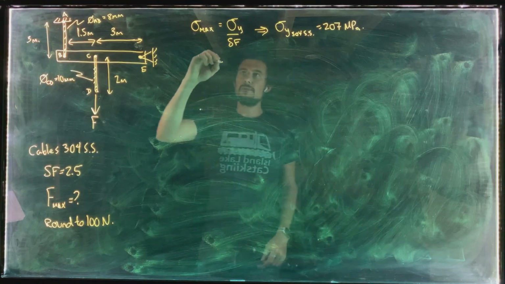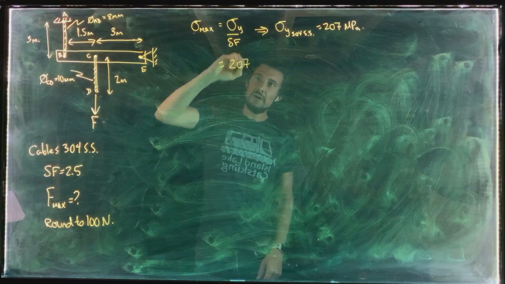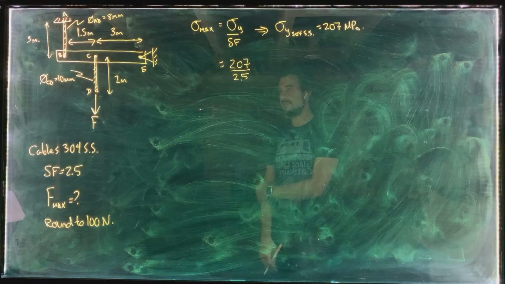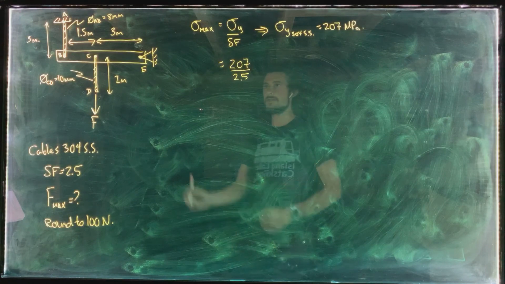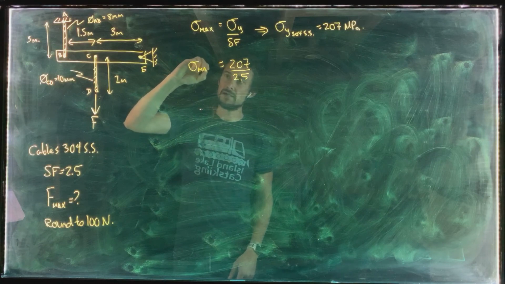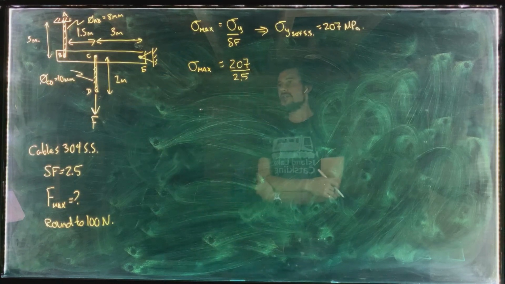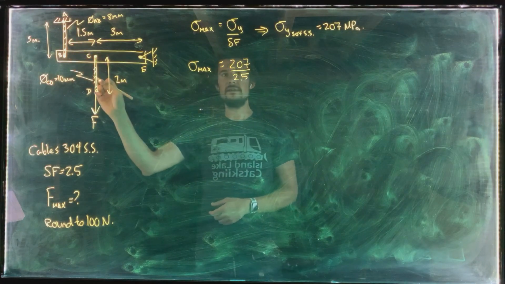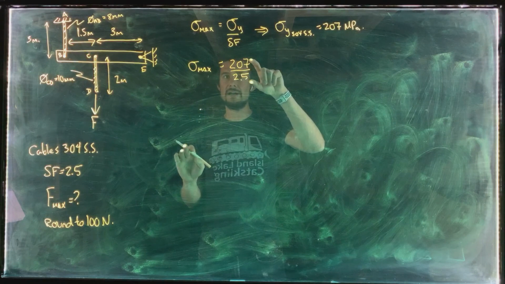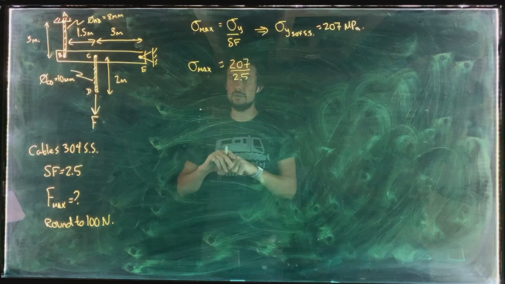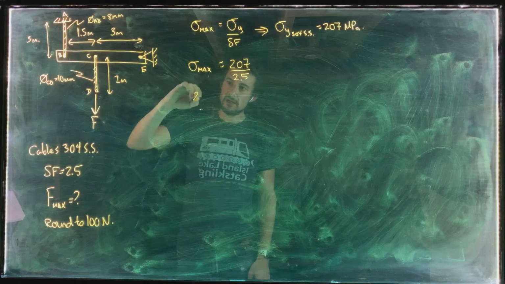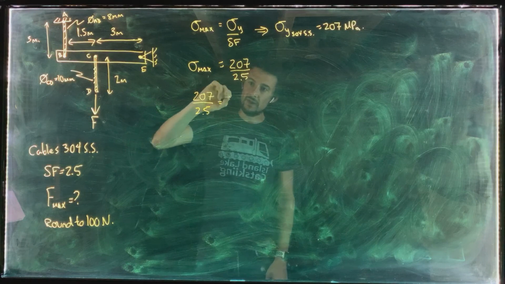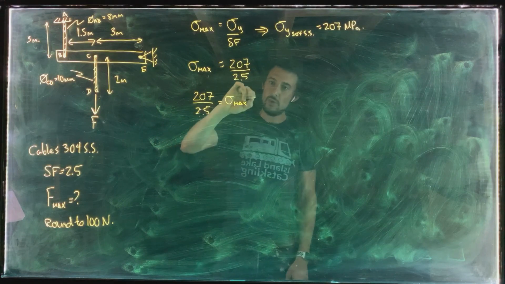So we're going to let the maximum stress go up to 207 megapascals divided by 2.5 for our safety factor, right? So that's going to be our maximum stress. So what we need to do is find what the maximum stress is in these two cables and equate it to that side of the equation. So if we flip this around, we're going to say that 207 divided by 2.5, we're going to set equal to our maximum stress. And what is our maximum stress?